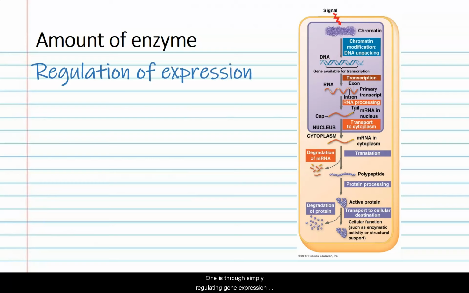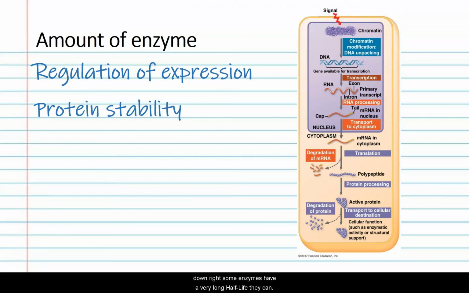One is through simply regulating gene expression, right? How much RNA are we going to make from a given piece of DNA that can then be used to make protein, right? So that's what we call regulation of expression. We're regulating transcription and translation of the gene that makes a particular enzyme. Another way we can regulate the amount of enzyme is by regulating the stability of that enzyme. So if a cell does not need a given enzyme anymore, it's going to break it down, right?